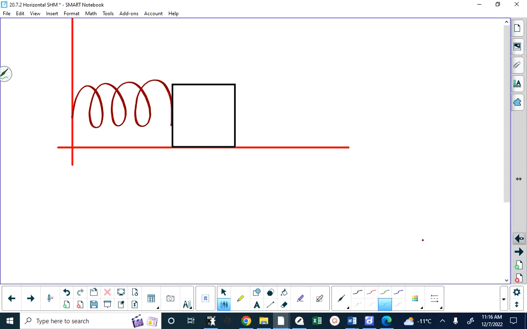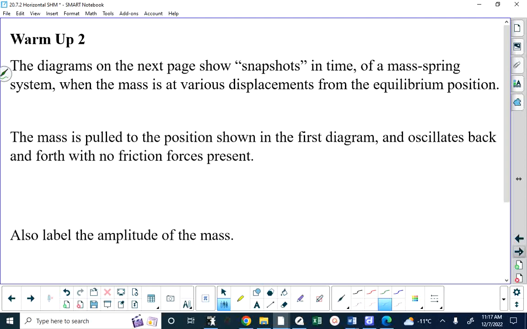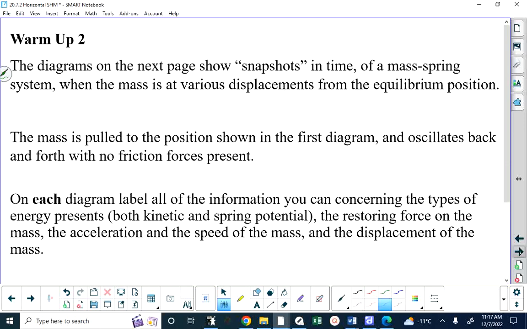And what we are asked to do on the next page shows snapshots in time of a mass spring system with the mass at various displacements away from the equilibrium position. The mass is pulled to the position shown in the first diagram and oscillates back and forth with no friction present. On each diagram, we have to label all the information. What is the kinetic energy? What is the potential energy? What is the velocity? What is the acceleration? What is the force? What is the displacement? All of these things have to be measured.